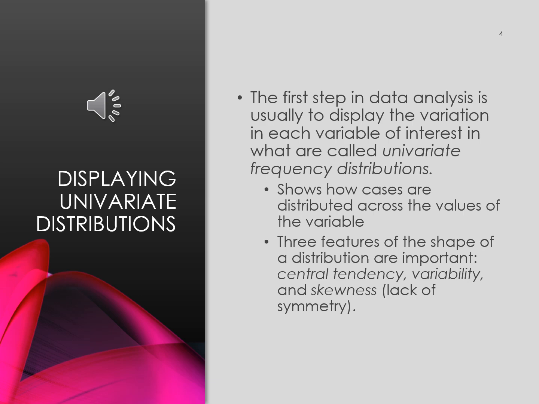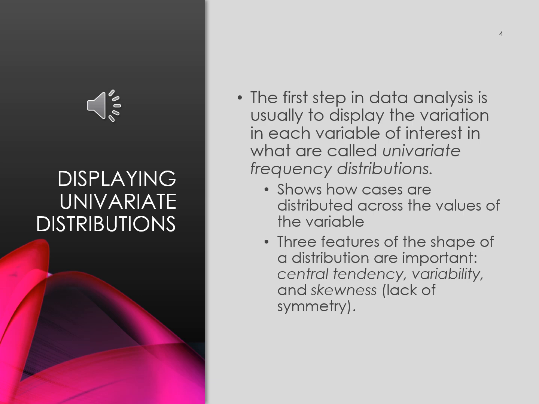So the first step in data analysis is usually to display the variations in each variable of interest in what we call the univariate frequency distributions. These frequency distributions and graphs of frequency distributions are the two most popular approaches for displaying variation. Both allow the analyst to display the distribution of cases across the value categories of a variable. It also shows how cases are distributed across the values of the variable.